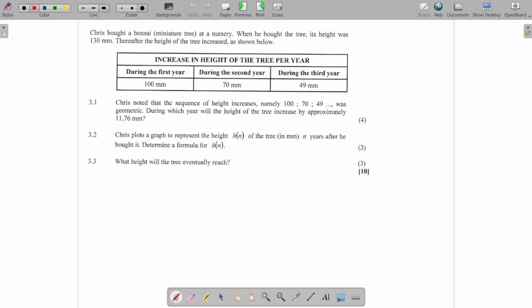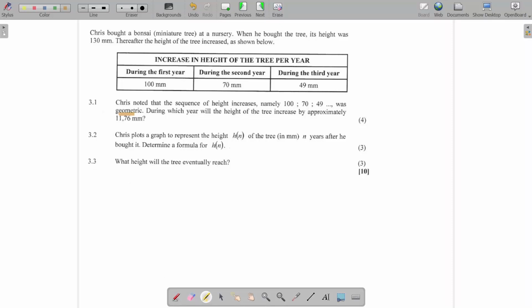Now we have a practical example, a case of a tree growing. Trees grow, but as they grow, the amount that they grow each year is less and less, and they tend to peak at a particular height and then apparently stop growing, even though we know that trees never actually stop growing. When he bought it, he measured its heights, and he knows that the increase in height was 100, then 70, then 49. He noticed that this pattern was geometric.